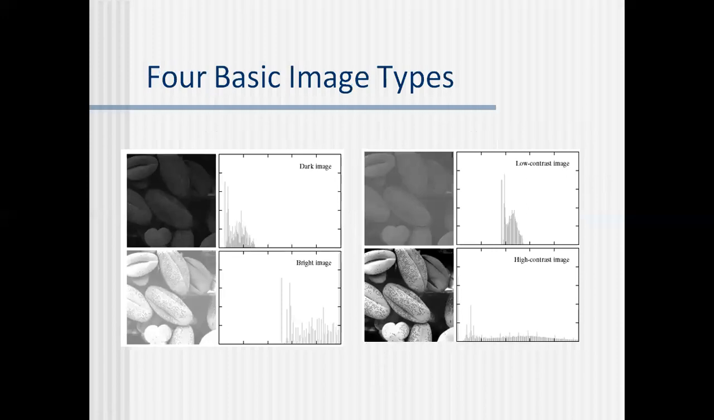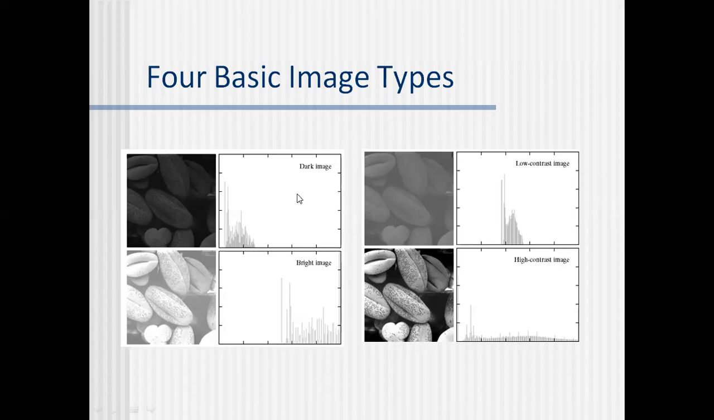Now, there are four basic image types in the histogram. One is a dark image, the second is a low contrast image, the third is a bright image, and the fourth is a high contrast image. These two are the dark image and bright image, and these two are the low contrast and high contrast images. The difference among these four can be seen as follows.